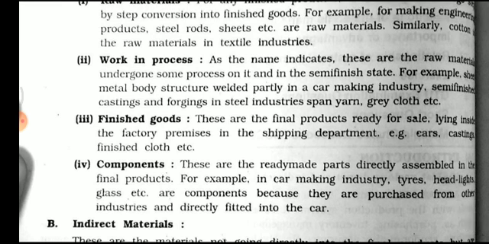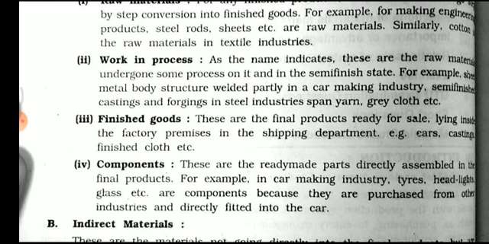They are lying inside the factory premises in the shipping department, so they should be ready for shipment. For example, cars, castings, finished clothes, etc. Once they are made, they are sent to the shipping department. Now the fourth one is component.